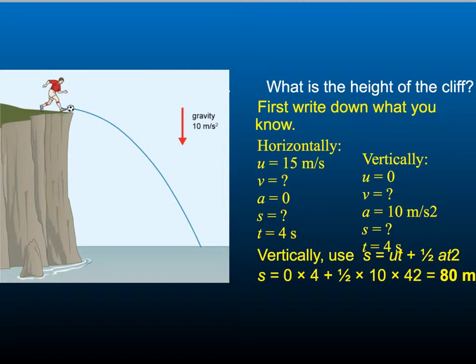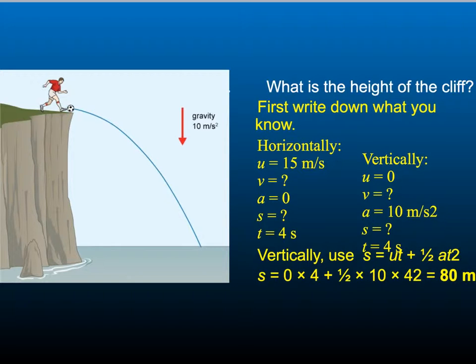Okay, so what is the height of the cliff? You know that this is a vertical height. However, I would still start these questions by writing down what you know both horizontally and vertically. So it told us that the horizontal velocity was 15 meters per second. That means that at the point when the ball is kicked, it only has that horizontal velocity. And it doesn't have a velocity going vertically. So u for vertical is 0.